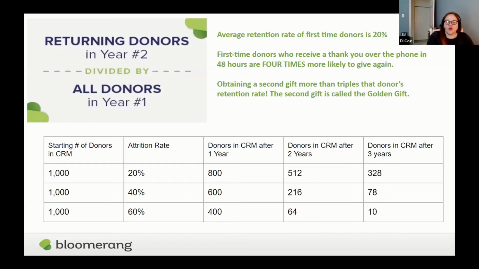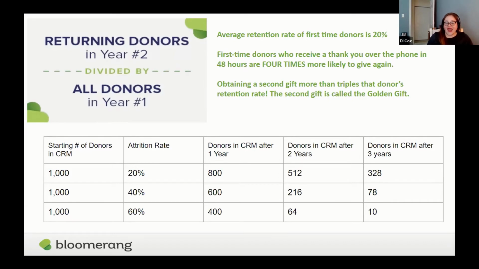All right. One of the questions we get asked is, how do we measure donor retention? Donor retention is measured by taking all of your returning donors in year 2 and dividing them by all of your donors in year 1. The chart in this slide shows the attrition rate at 20%, 40%, and 60% over the course of 3 years, and how many donors you will have left if you do not obtain any new donors, or if you obtain new donors and they don't give another gift. Remember, it's only that 20% rate. So this is not sustainable long term.